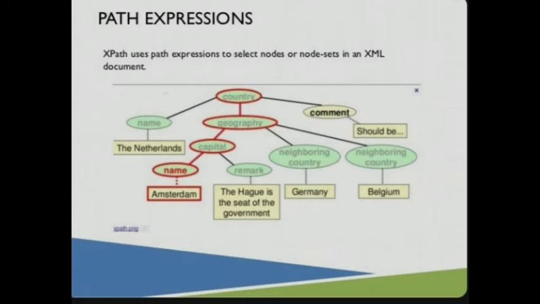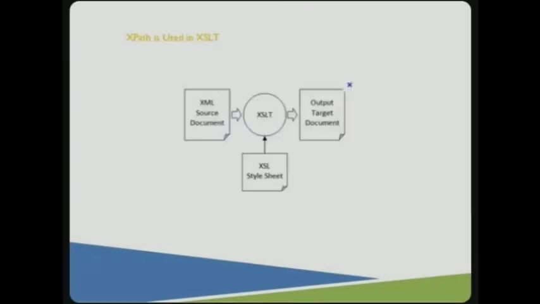How is XPath used in XSLT? XSLT, Extensible Stylesheet Language Transformations, is a language for transforming an XML document into other XML documents or other formats, such as HTML for web pages, plain text, etc. So this is why XSLT is used with XPath.